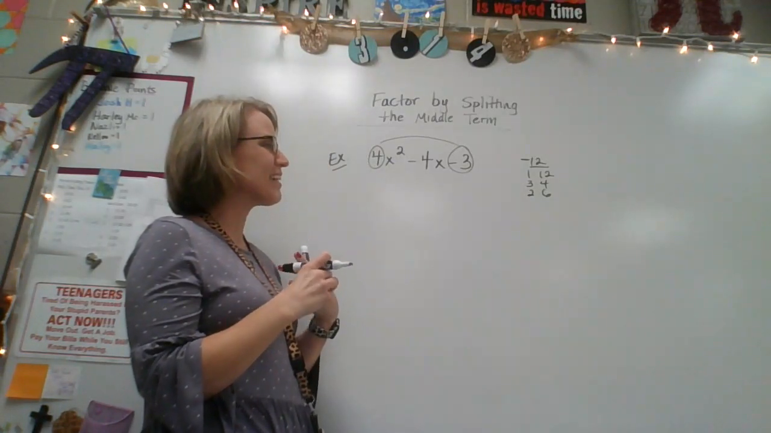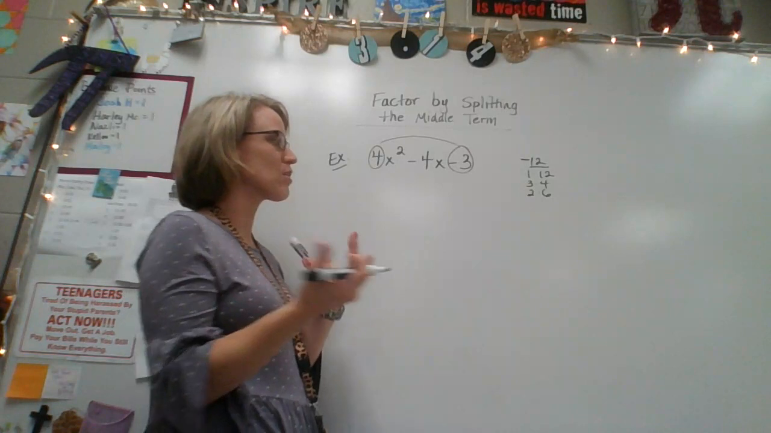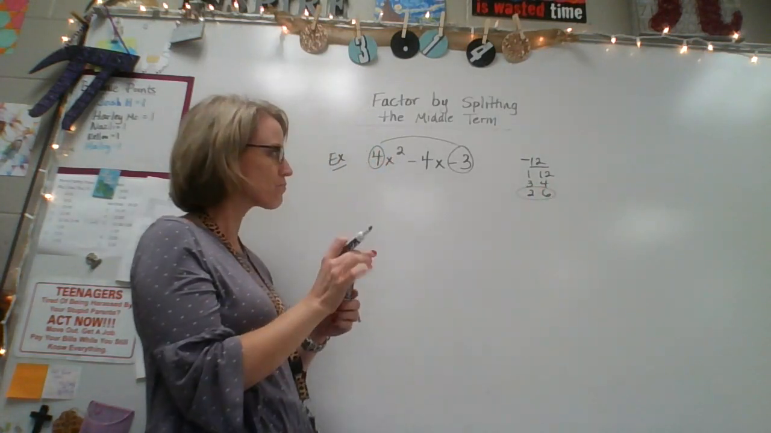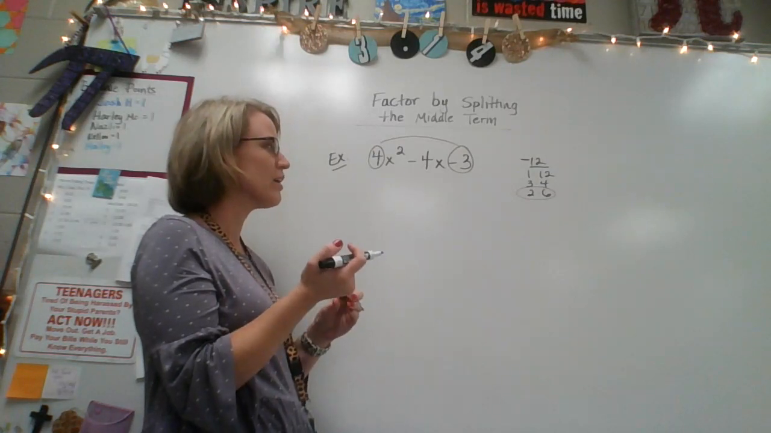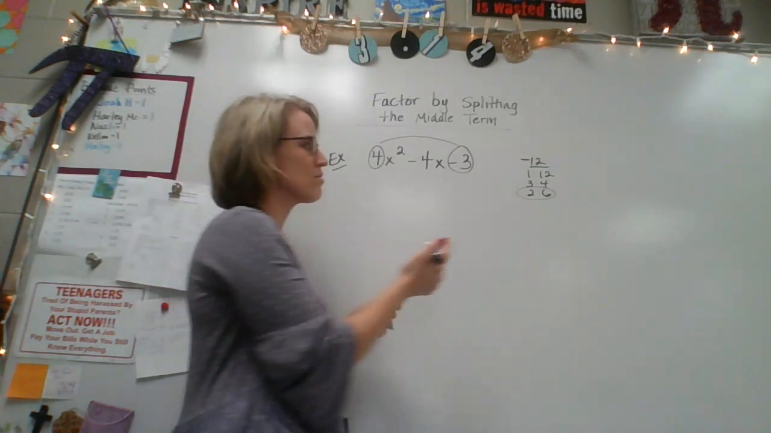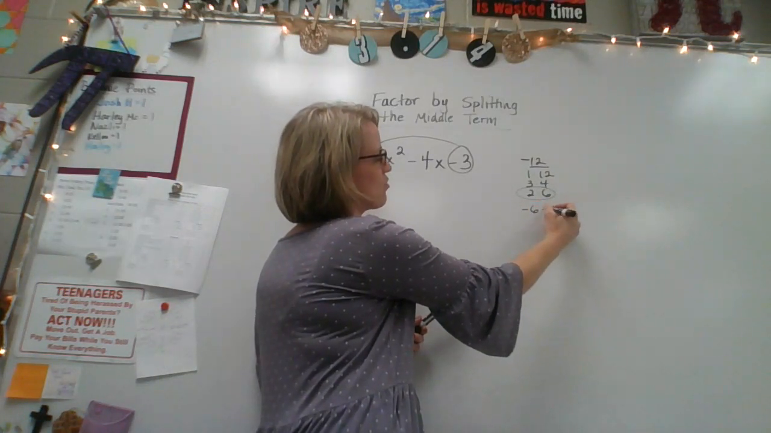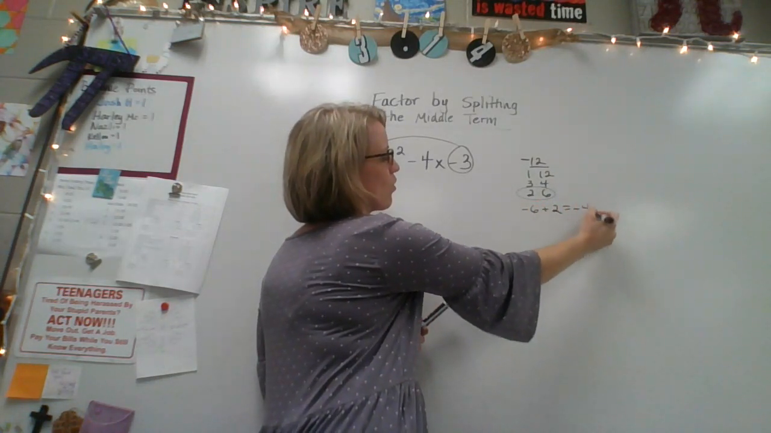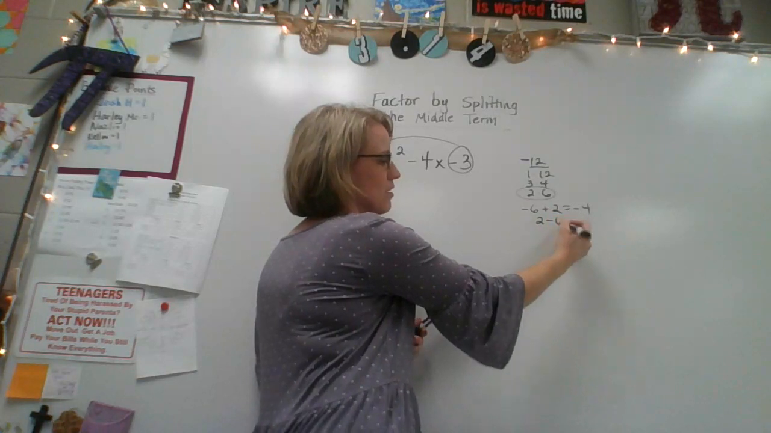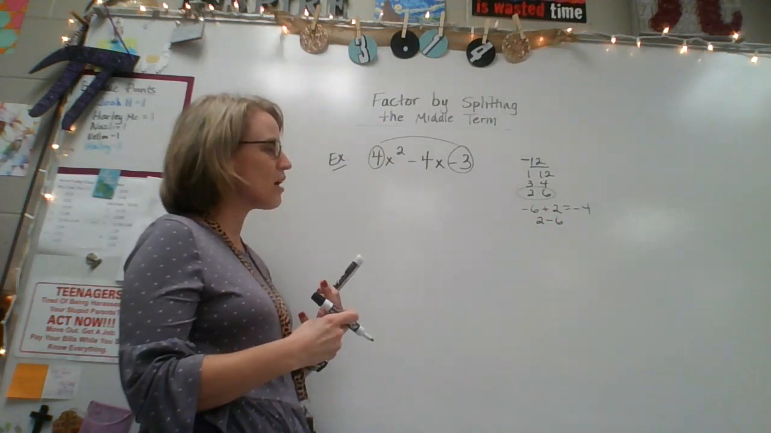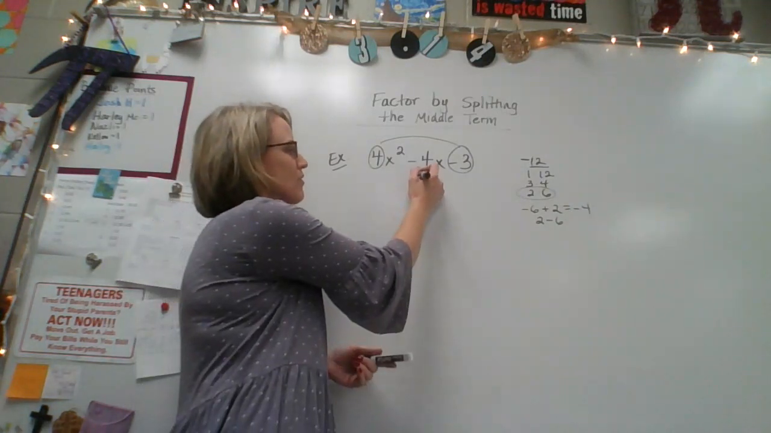So in order to get a negative 4 when we add those factors, the only one that's going to work would be this pair of 2 and 6. How would we get a negative 4 adding 2 and 6? Well, if we had a negative 6 plus 2, that would be a negative 4. Or you could think about it as 2 minus 6. Either way will work. All right, let's just choose the first one just because it's the negative number first.